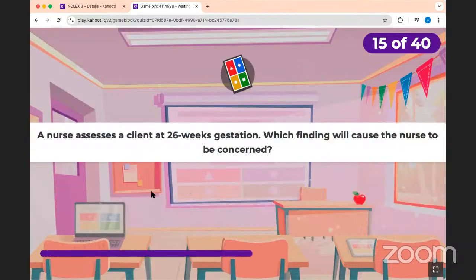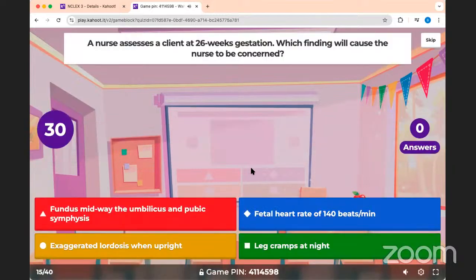And next, assesses a client at 26-week gestation. Which finding will cause the nurse to be concerned? The fundus is midway between the umbilicus and the suprapubic area. Exaggerated lordosis when upright. Fetal heart rate is 140, and the leg cramps. Which one is worrisome?